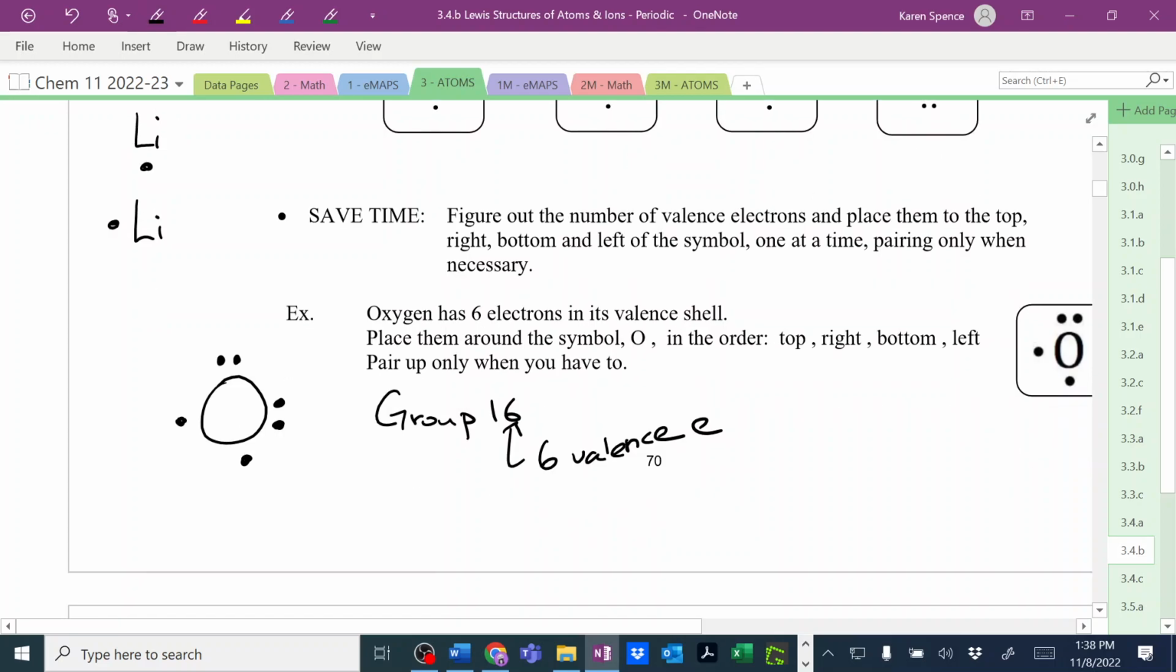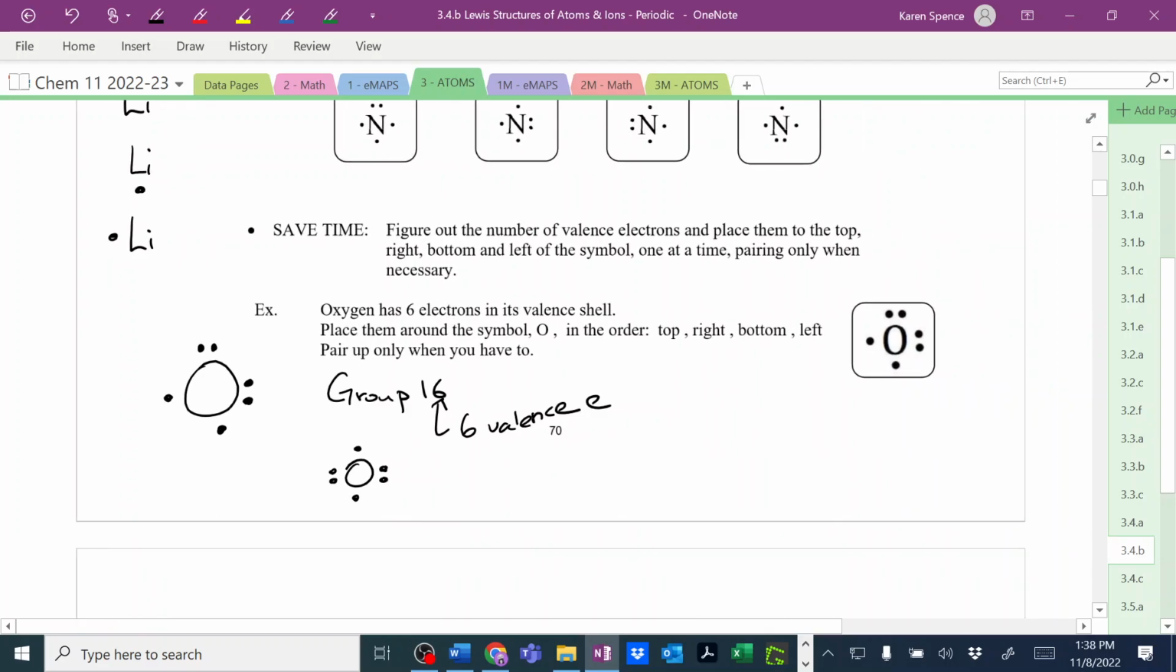Would it be okay to draw oxygen like this? Yep. Okay. I just like to go around like a clock because it makes my life easy, but you can move those electrons. And when we start using these to show bonding, you might want to move those electrons from one side to the other just to make the structure fit a little bit better, okay? But that's really it for this. You figure out how many valence electrons and you throw dots on them, okay?